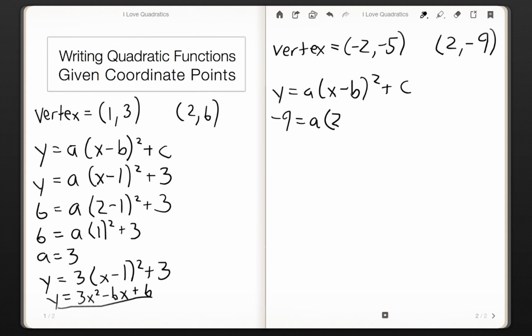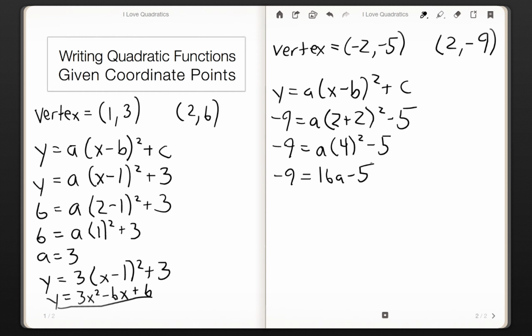So x minus -2 for b will be x plus 2, plus c of -5, so minus 5. And look, we just substituted everything in there at once, so now we just have to solve this. And we get a equal to -1/4. Substitute that in.